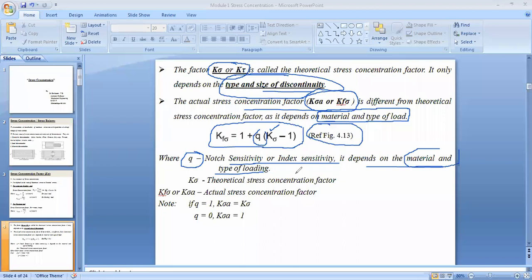For brittle material, we consider the notch sensitivity, because brittle material does not undergo the plastic region. Sudden failure occurs here, without intimation, without giving information. That is called brittle material, right? There we use the notch sensitivity. In that case, K sigma is the critical stress concentration factor. From the figure, we'll refer to it. That depends upon the type of load.